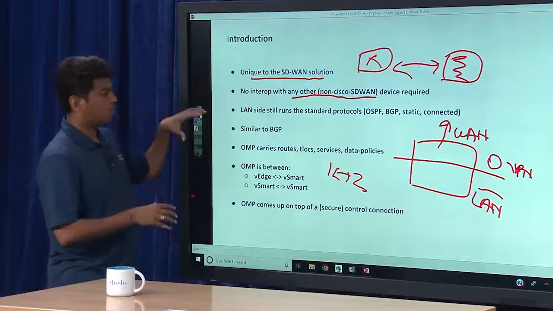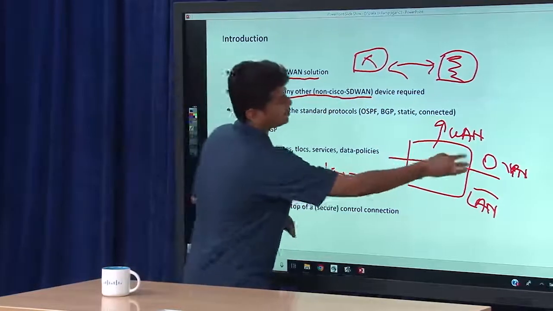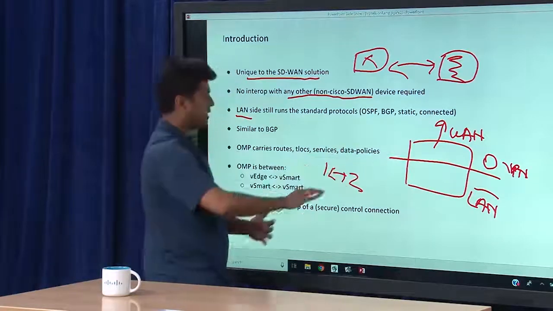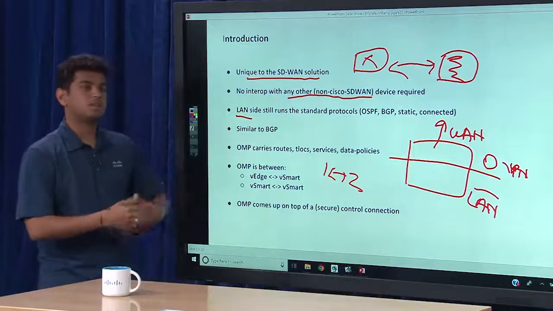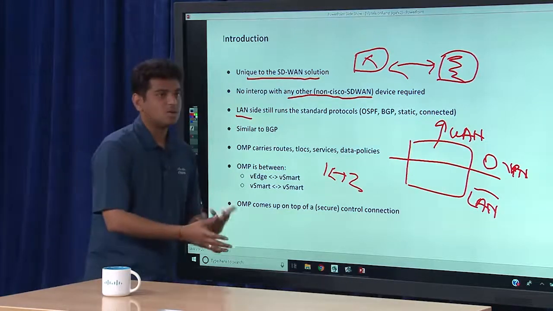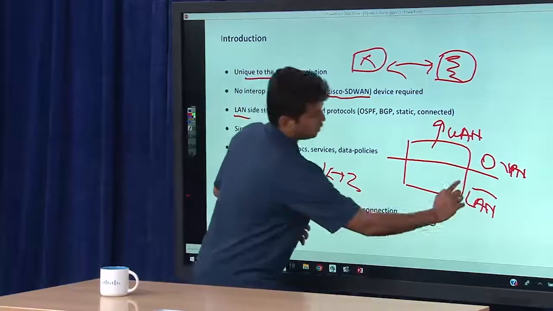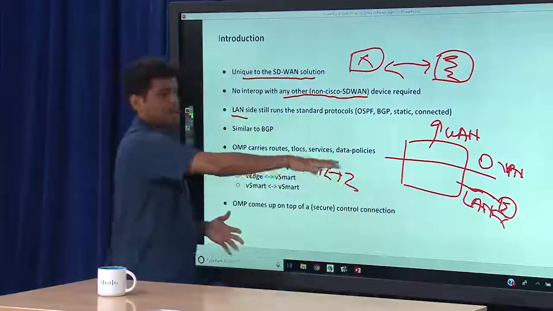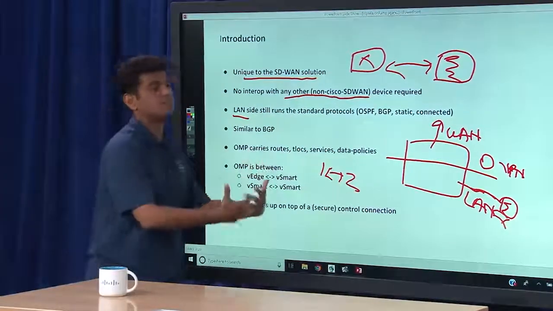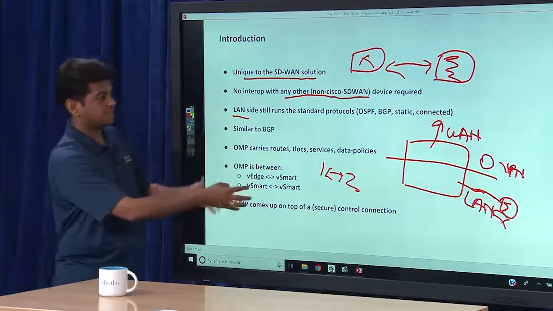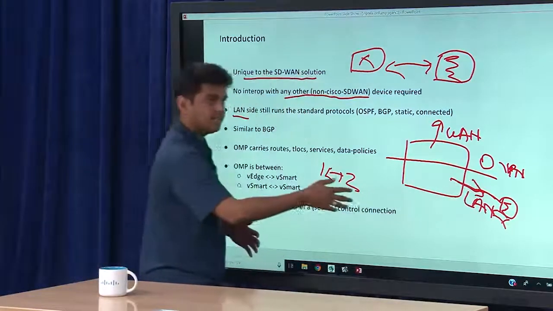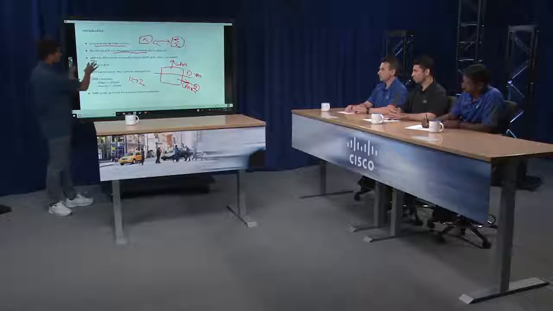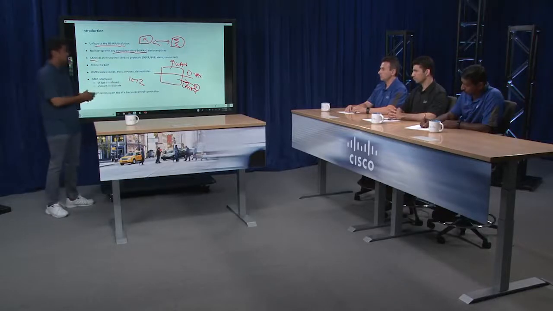In the SD-WAN world, OMP is part of the transport VPN per se, and the LAN side, that is the non-VPN zeros, would still be running your standard protocols like OSPF, BGP, static routes, connected routes, and stuff like that. Here you'll have your service side, where a particular PC or a laptop is connected. That's why we call it the service side, because the WAN edge device is servicing something on the LAN side, and on the WAN side, the edge device would act as a client by itself. That's where the LAN and WAN terminologies come in handy.